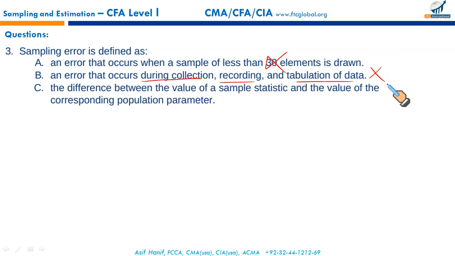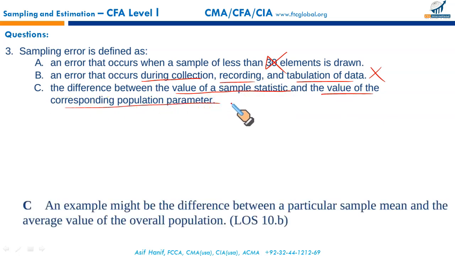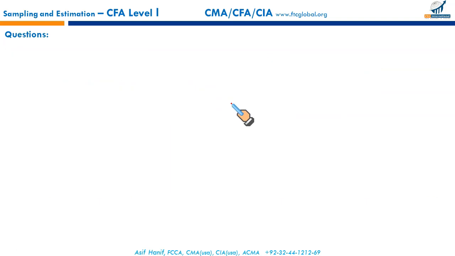Sampling error basically is the difference between the value of a sample statistic, sample mean in our case, and the value of the corresponding population parameter. That is sampling error. So that makes C the correct option.